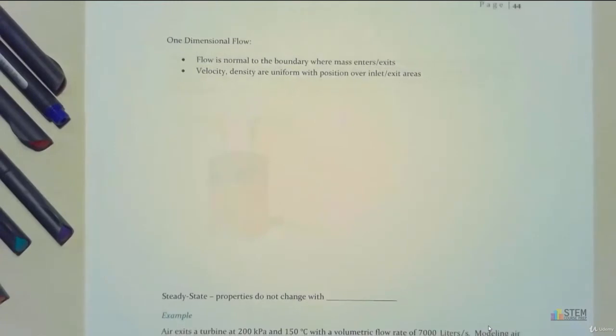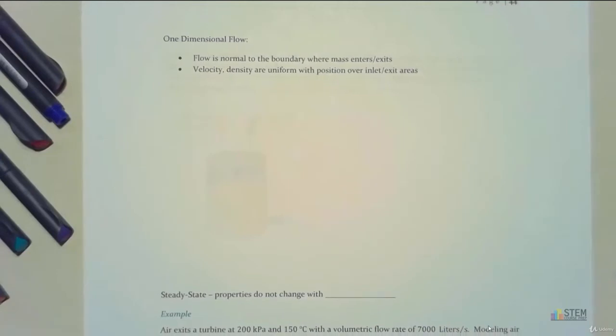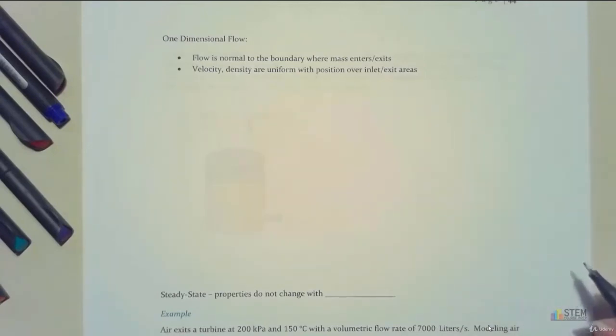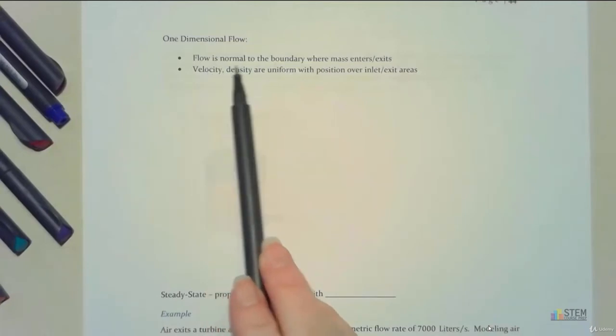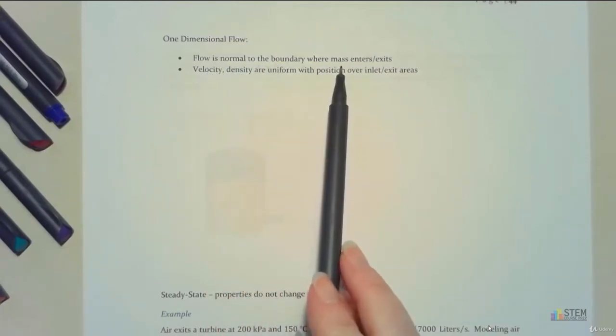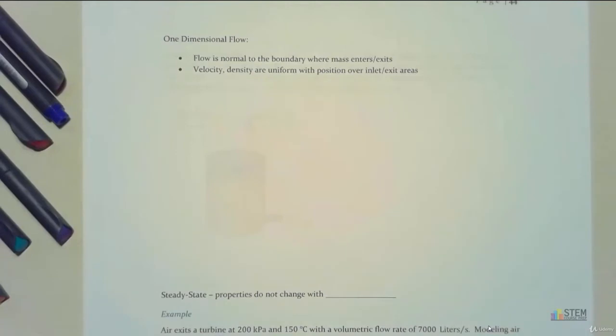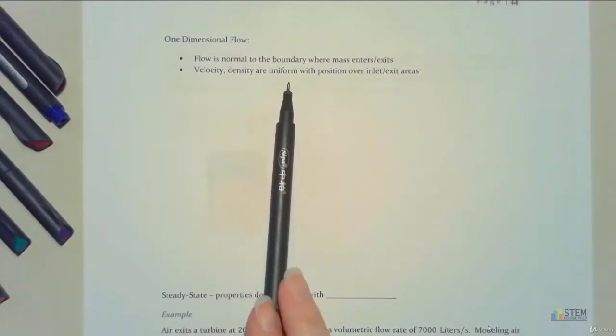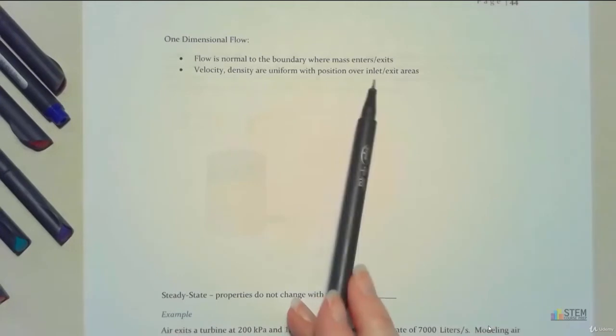Next, we're going to talk about one-dimensional flow. This is the kind of flow we're going to have in this course. We're not going to get too crazy with the flows that we're going to look at. You guys have enough to learn alone with one-dimensional flow. For one-dimensional flow, flow is going to be normal to the boundary where mass enters and exits. And that's what we saw in that little drawing I did. Remember I said it'd be perpendicular. So we're always going to have it be perpendicular. That's the simplest way to do it. Now, we're also going to say that velocity and density are going to be uniform with position over the inlet and exit areas.